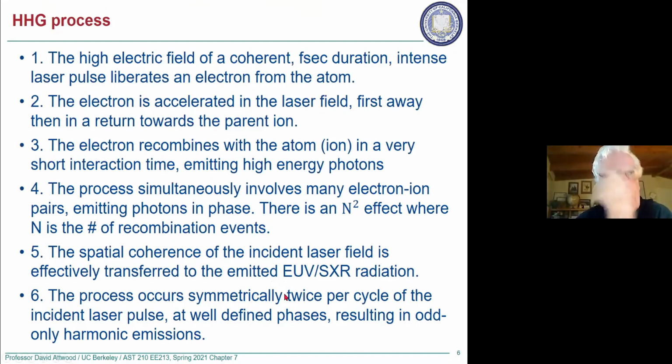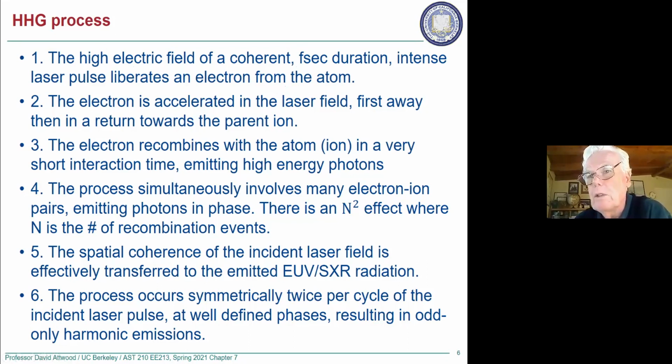Now, here's what I wrote as 6 steps of the high harmonic generation process. Actually, it's quite famous to talk about the 3 steps, but I wanted to put in a little bit more than the 3 steps to start with. In a moment, I'll show you what they call the 3-step model. So one: the high electric field of a coherent femtosecond duration, intense laser pulse liberates an electron from the atom. So a high electric field from the focused laser beam of short duration liberates 1 electron from the atom.